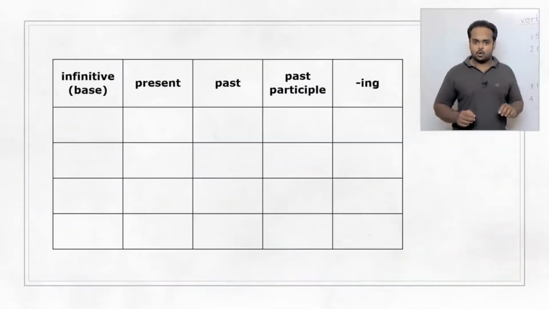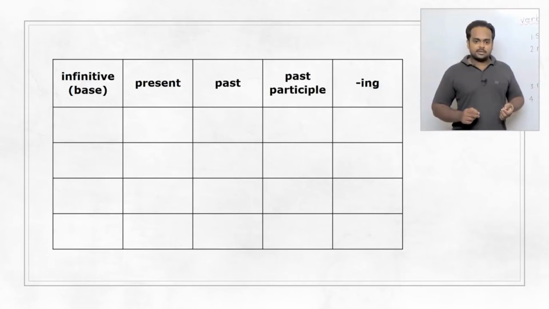There are 5 forms. We call these the infinitive or the base form, the present tense form, the past tense form, the past participle form. This form is used in some tenses, and it's also used in conditionals and in the passive voice, so it's an important form. And then we have the ing or the continuous form.